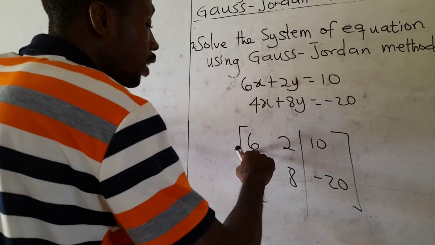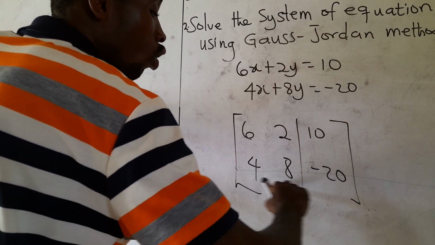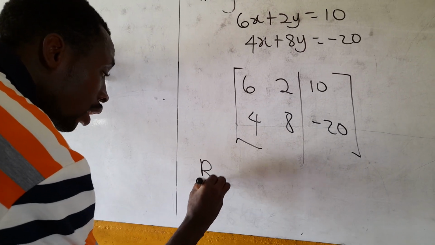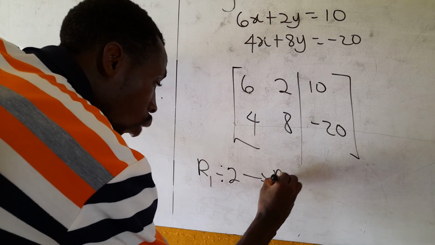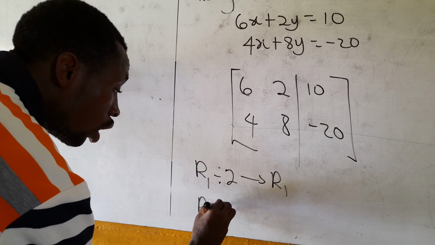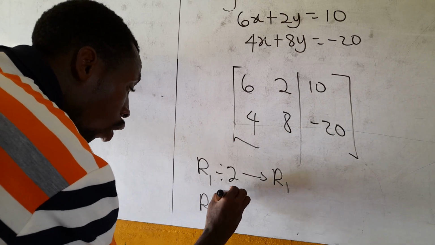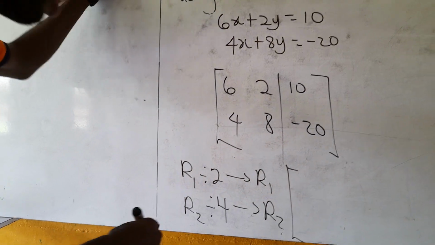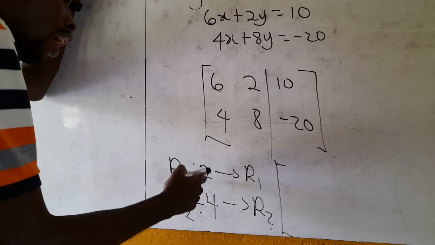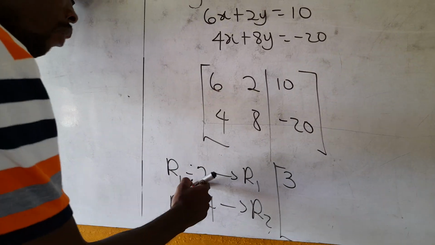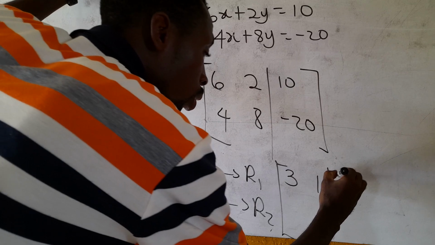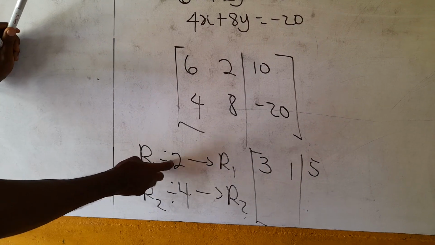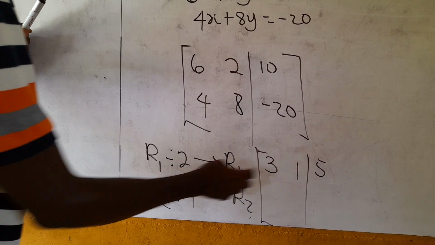So look at it. There is a common factor to all this, and another common factor to all that. So I can first reduce that. So I'll say that my R1 divided by 2 should go into R1, and my R2 divided by 4 should go into our R2, so that I can reduce it and the figures will not be huge. So 6 divided by 2 is 3. 2 divided by 2 is 1. 10 divided by 2 will be 5.